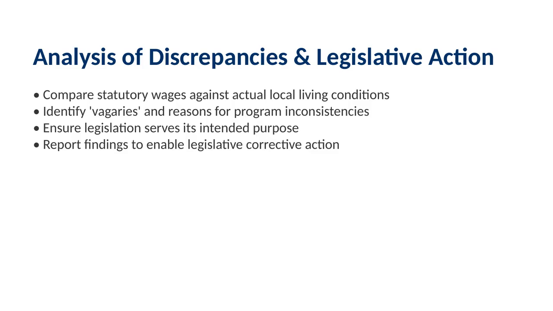It isn't just about finding errors, it's about examining the reasons behind any inconsistencies or vagaries in how a program is running. By doing this, the auditor ensures that the legislation is actually serving its intended purpose. When these findings are reported back to the legislature, it creates a feedback loop that allows for real, corrective action to be taken.